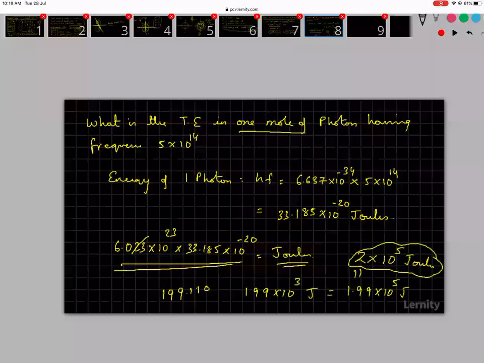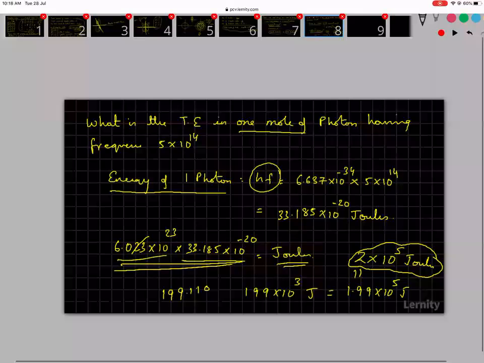So I found out the energy of 1 photon. What is the energy of 1 photon? The energy of 1 photon is h into f. Because the energy of 1 photon is that much, the energy of 1 mole of photons is 1 mole into this. Now 10 power 23 into 10 power minus 20 will give you 10 power 3. 6 into this will give me like 199. So from there I got 1.99 into 10 power 5 joules.